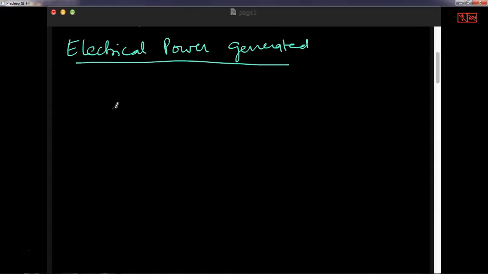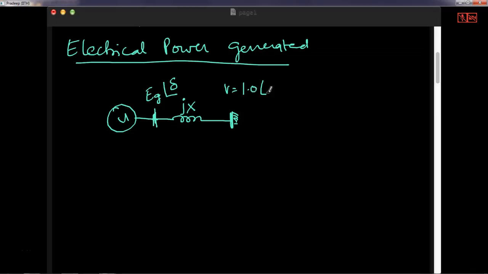So imagine that there is a generator and then it is connected. This is the terminal of the generator. This is the internal bus of the generator. The internal EMF generated is Eg at an angle of delta. This is the reactance X of the machine, so I'll put jX, and this is the infinite bus. Its voltage is V angle 0 degrees.